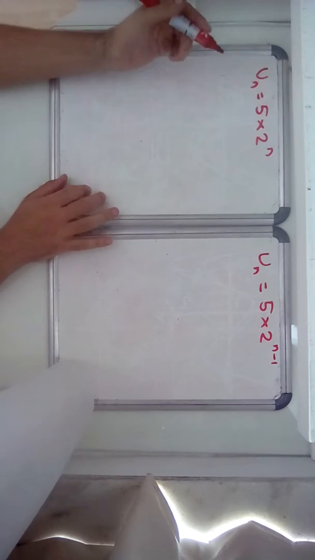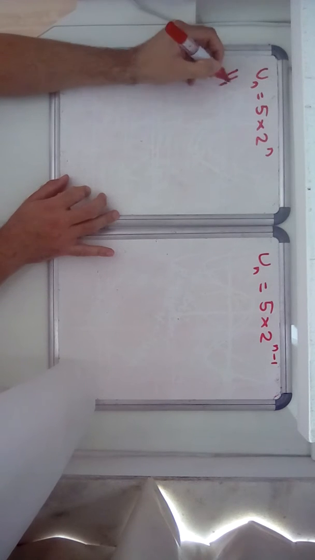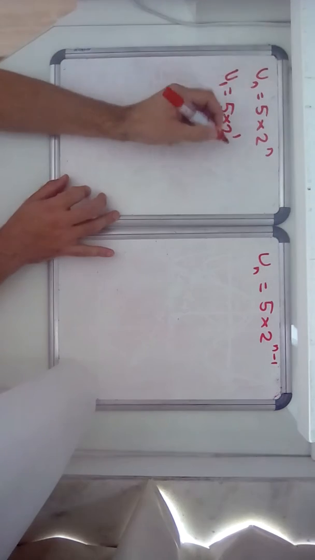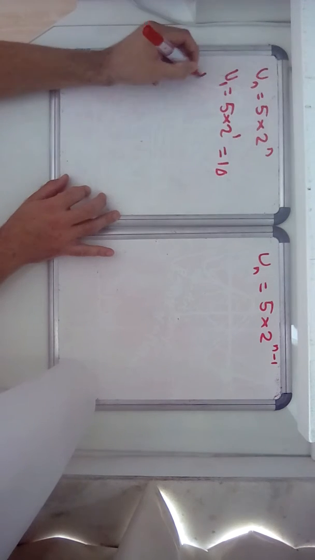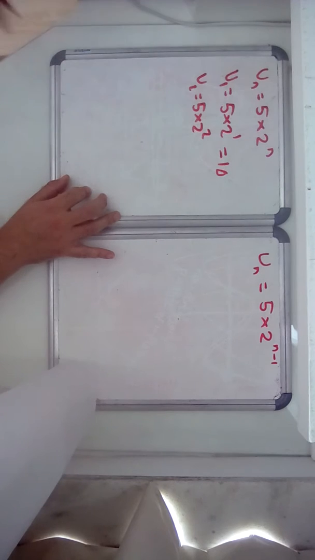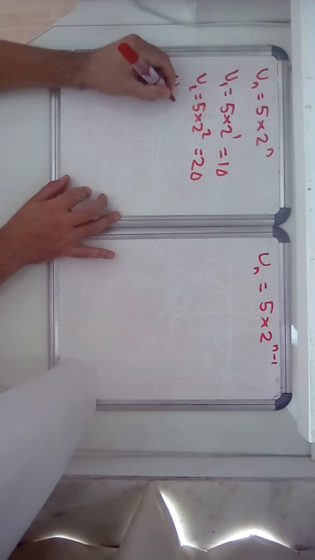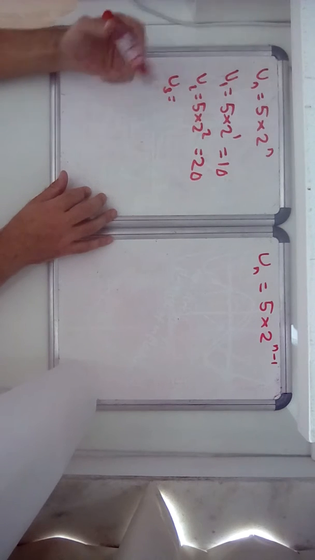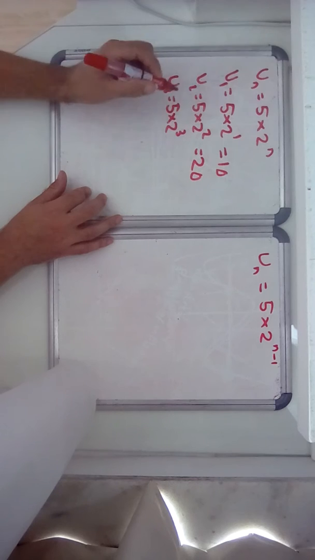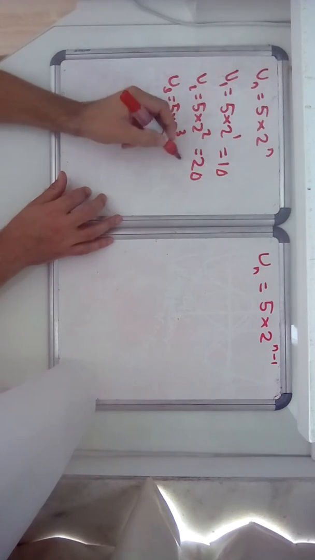Remember, for the first 5 terms, n is going to be 1, 2, 3, 4, 5. So u1 equals 5 times 2 to the power 1, which is 5 times 2, equals 10. u2 equals 5 times 2 to the power 2, 5 times 2 times 2, which is 20. u3 equals 5 times 2 cubed, 5 times 2 times 2 times 2. Or if you look at what you're doing, you could just double that.